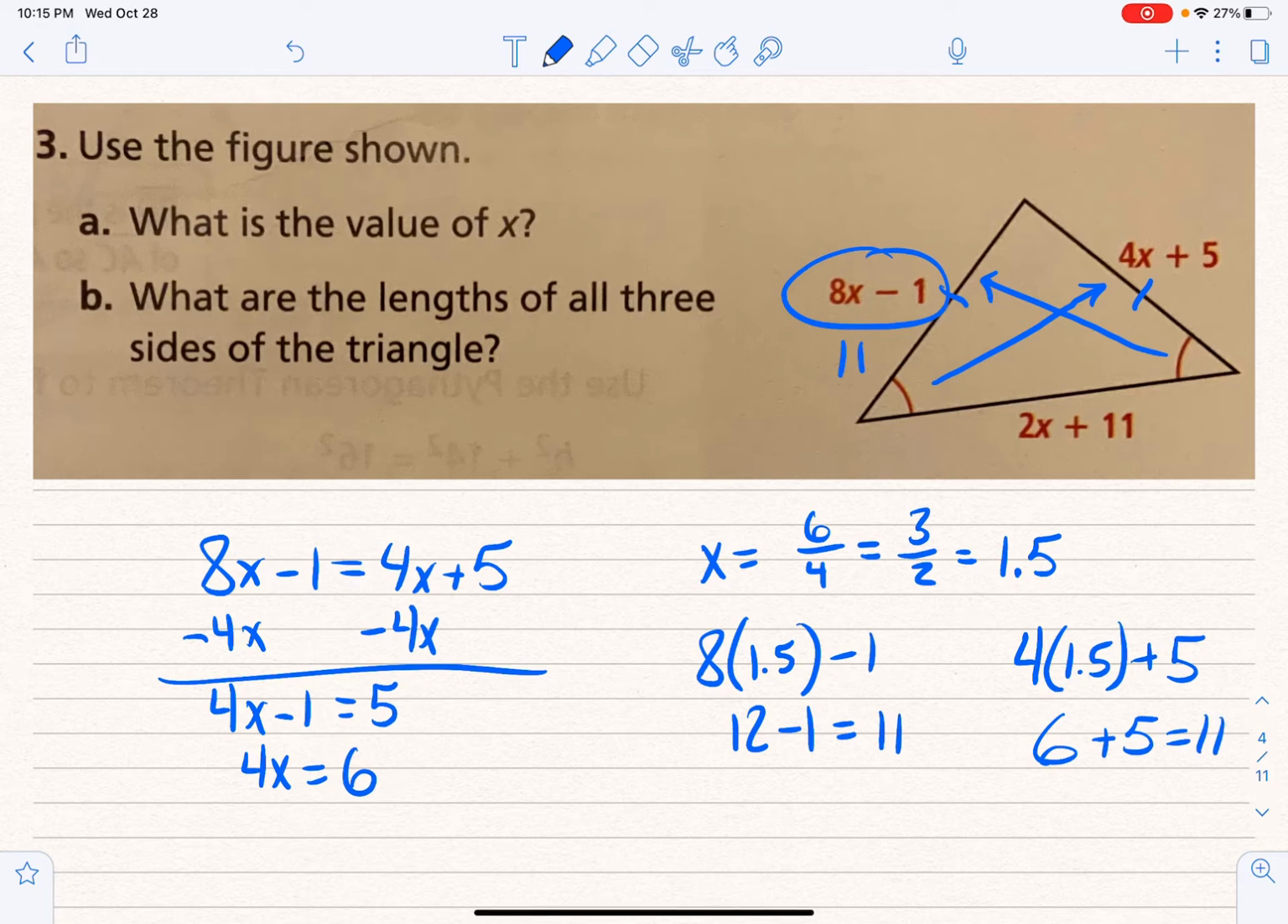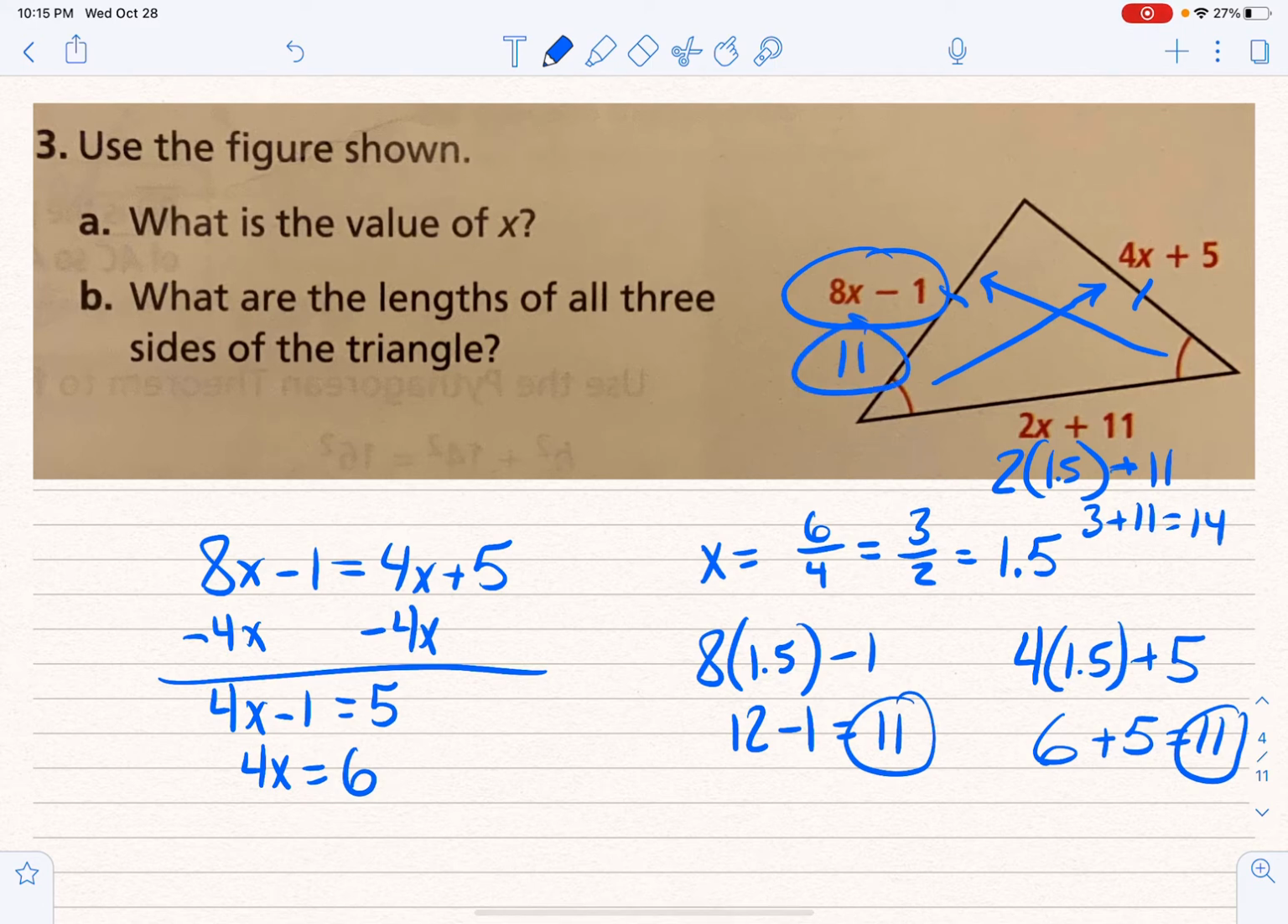And this is important because these two sides were meant to be congruent, so I've got to get the same size. And then for that last one, I have 2 times 1.5 plus 11. 2 times 1.5 would be 3. 3 plus 11 is 14. So my two congruent sides are each 11 and my base is 14. Hopefully those are the same answers that you got.